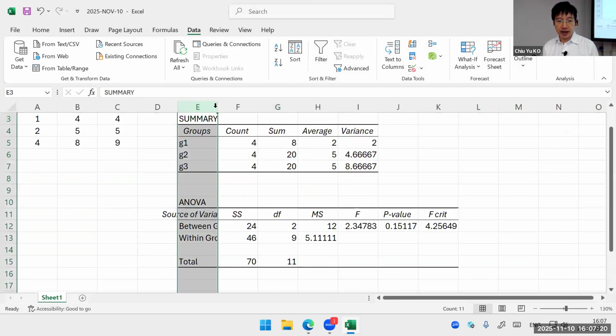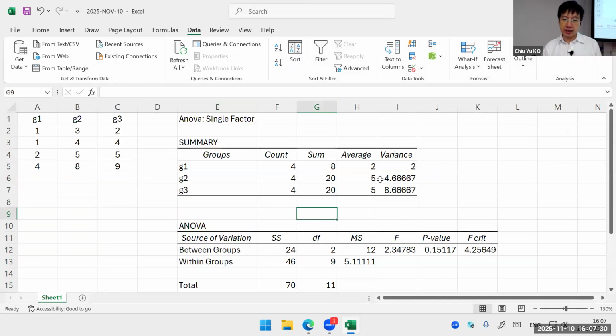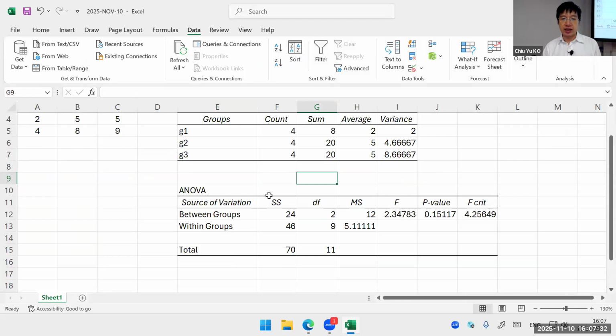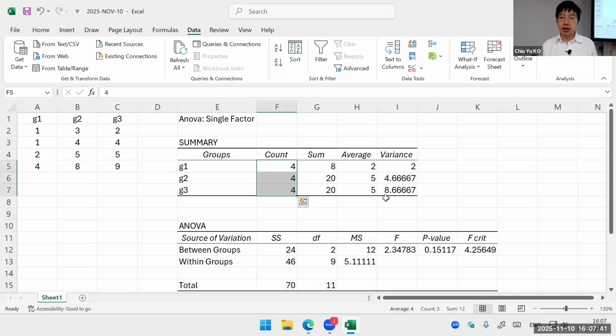So what you expect, I'm not expecting you to do calculation in the exam. Maybe I will ask, but the main thing I asked in the old days is to look at this Excel and understand what's going on there. This is very simple. This count is the number of data. Sum is just adding all the data up. Average is the average of this column. Variance is the variance of this column.